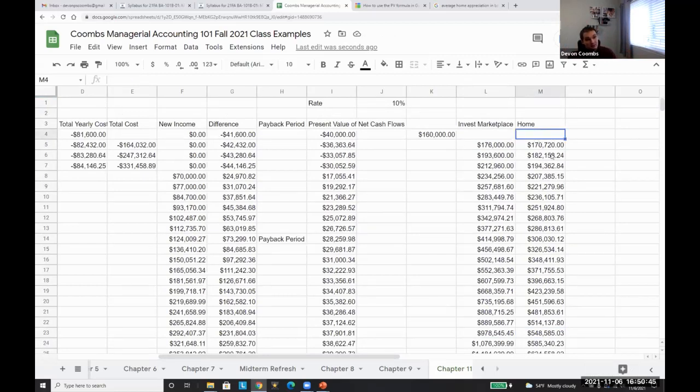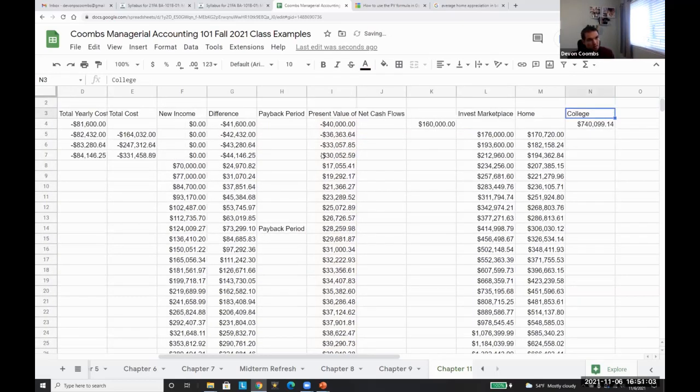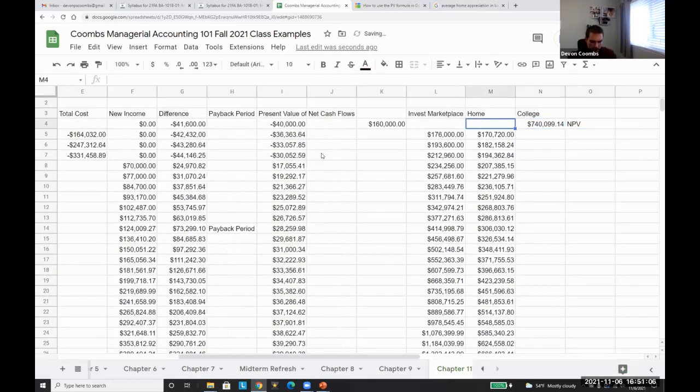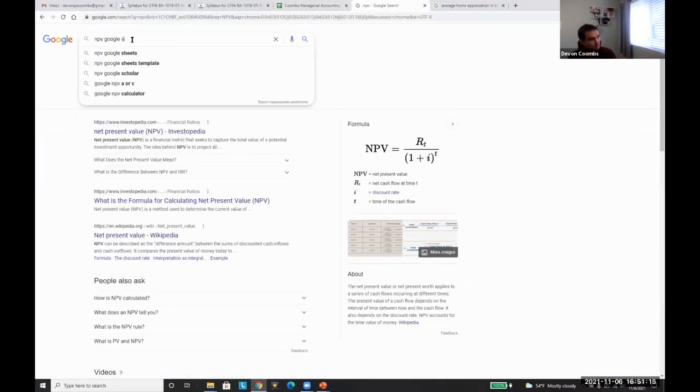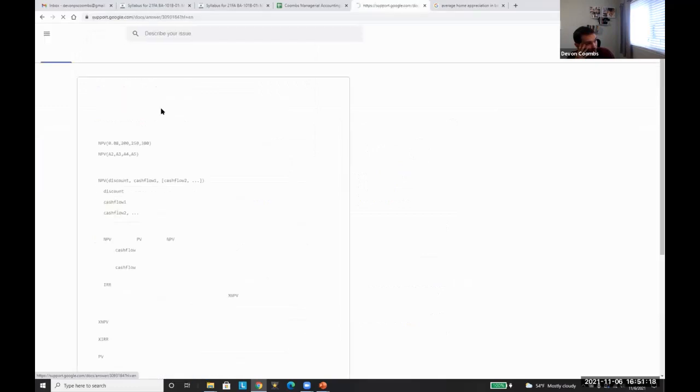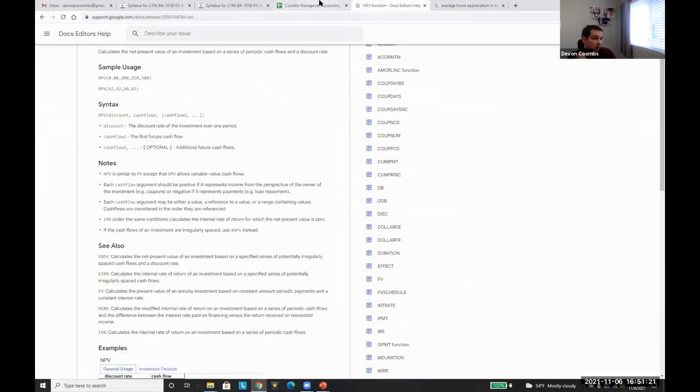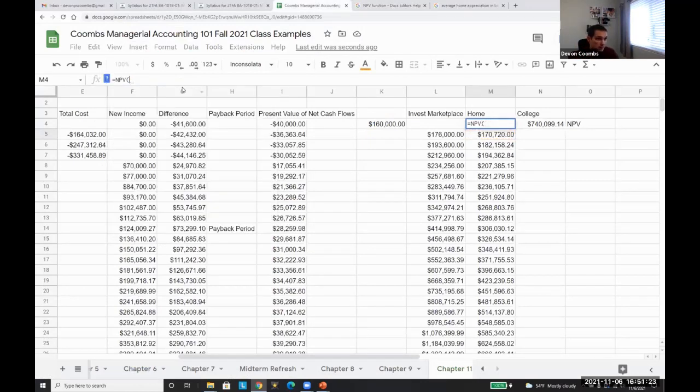Then we could take the net present value, and we know we have college, which we have over here. We can take the net present value of all of these. NPV. There's an NPV formula, and that's what I'm trying to show you here. In Google Sheets, it'll tell you how to calculate the formula. You choose the rate and then all the cash flows. The rate we're saying was 0.1, right? The cash flows are all here.